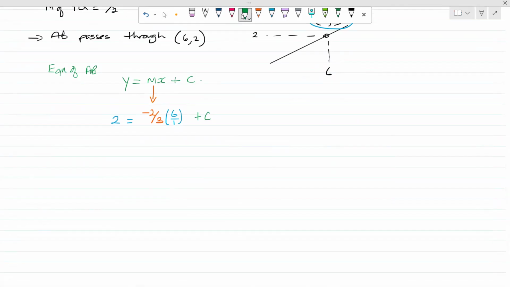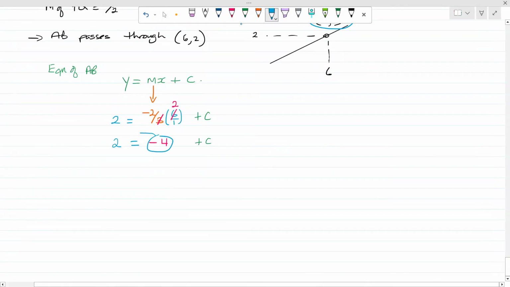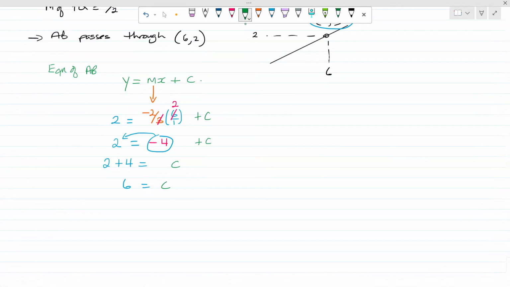So let's see what's happening here. 3 could go into 6 2 times. Minus 2 by 2 will give me a negative 4. Yeah? Bring down my c. Go back my equal sign. Go back my 2. This minus 4 will come across on this side, and it will become a plus 4. You see still on this side here. And 2 plus 4 is 6. So c is equal to 6.